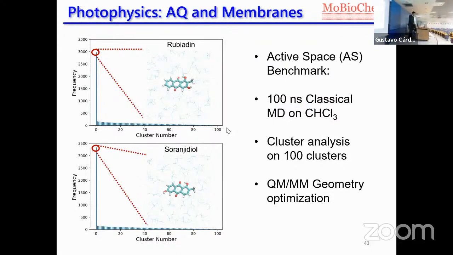So in this case, what we did was a cluster analysis based on the root mean square deviation of the different anthracenone models, the anthracenone derivatives.